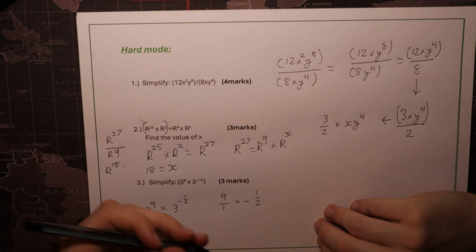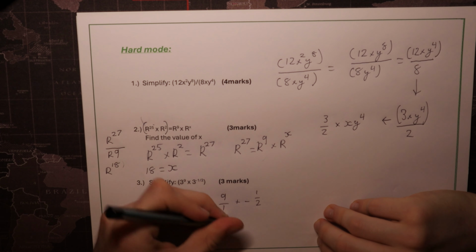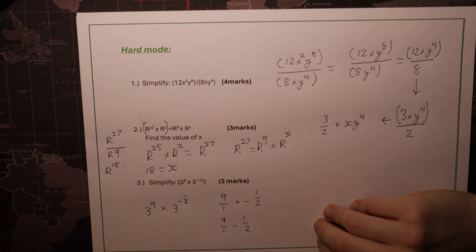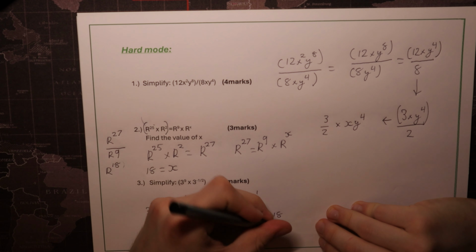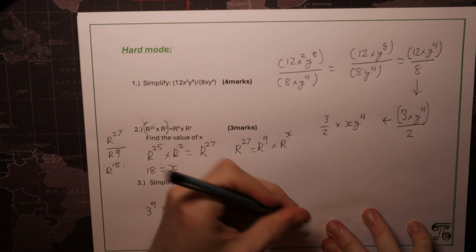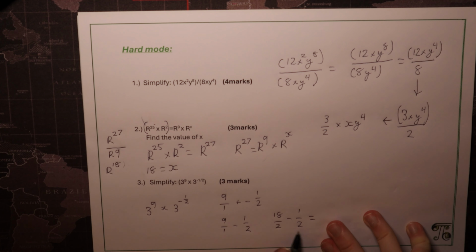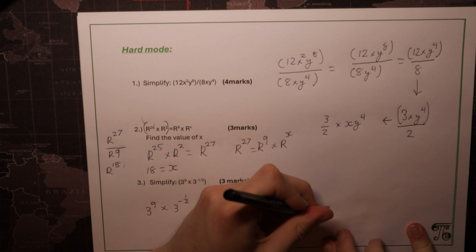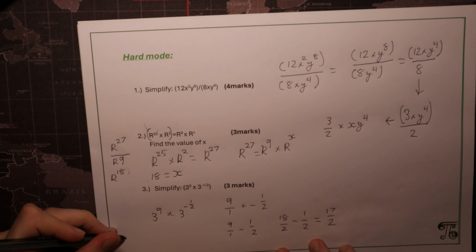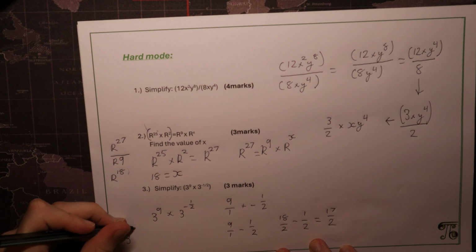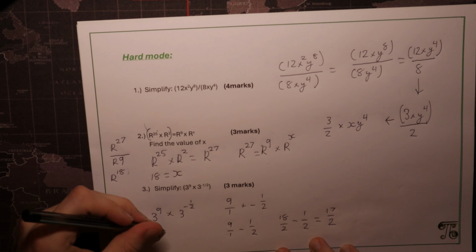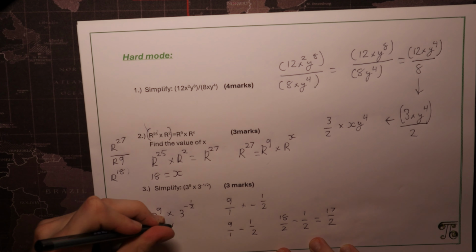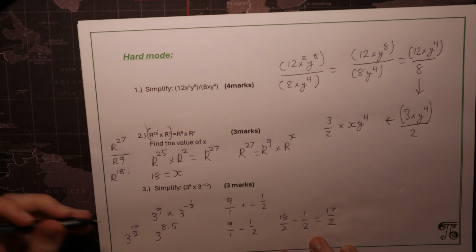As such, because we're just adding these powers, because it's a minus, we're actually taking away, because a plus and a minus is a minus. Then we can convert 9 over 1 to 18 over 2, just to have the same denominator. So we can do 18 over 2, take away 1/2, which is 17 over 2, and then we can leave it as 3 to the power of 17 over 2, or in fact, in a decimal format, 3 to the power of 8.5. And this is how you do hard mode.